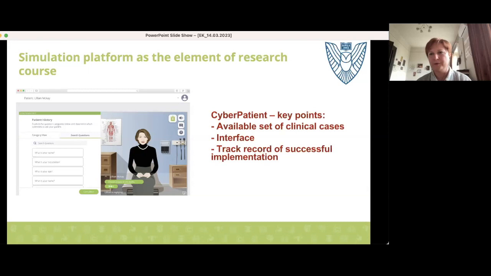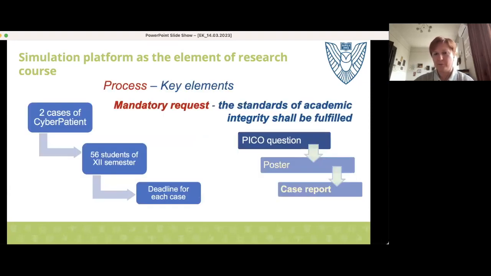So if you can operate with the computer, you can work with the simulation platform as well. And track record of successful implementation, so we can see what our strong and weak points are. That's very important.